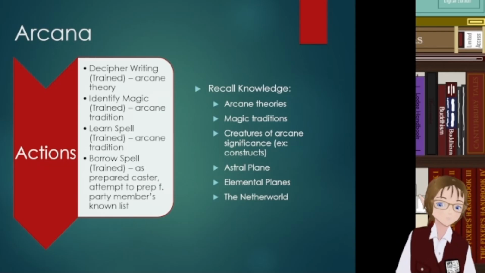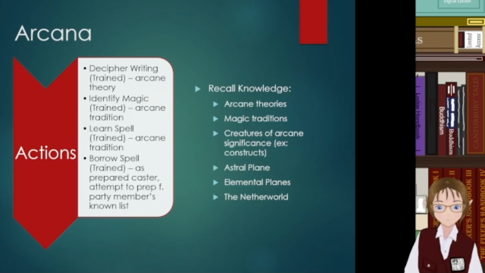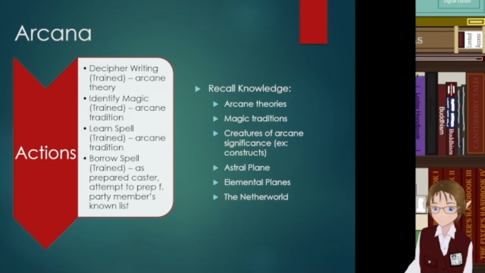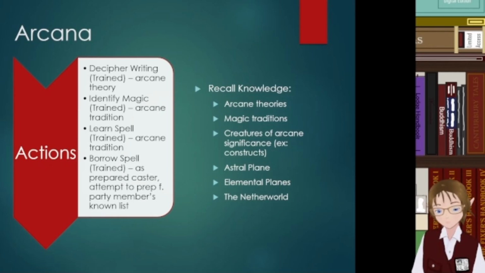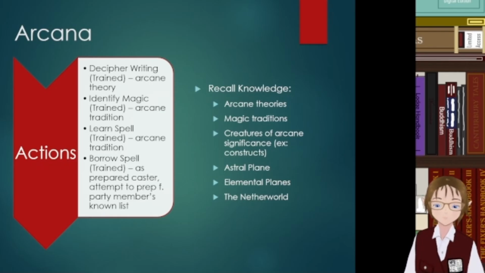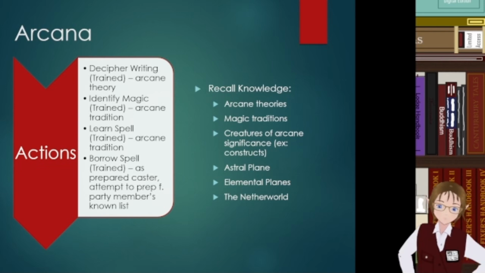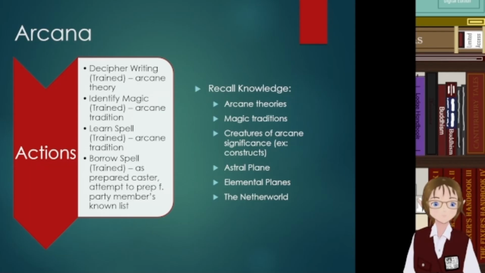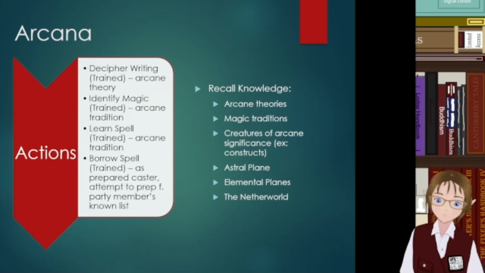This is something that is a little bit of an interesting delineation because every single recall knowledge skill associated with one of the 4 magical traditions can recall knowledge about their own tradition, but only Arcane can recall knowledge about the other traditions, although it can't necessarily get too specific about it. Lastly, you can recall knowledge about certain planes of existence, namely the astral plane, the elemental planes, and the netherworld. This indicates that those creatures of arcane significance can include elementals. So if you're in a very elemental-heavy game, Arcana could be the substitution for if somebody didn't pick up the other relevant recall knowledge skills.